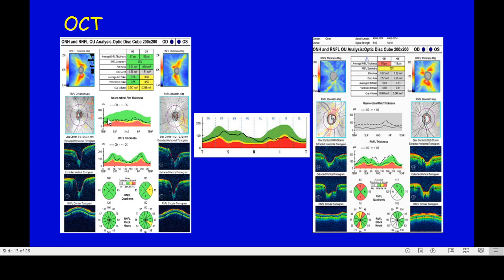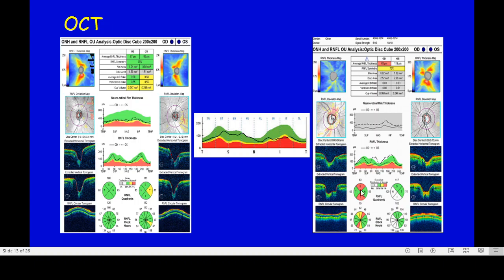So there are different color codings over here. You can see green area, yellow area, and the red area. If anything is in green, it means it's normal. In the yellow area, it's borderline. If it's falling in the red area, it means definite changes are present. Then these are the quadrant maps: superior, nasal, inferior, and temporal quadrants. It is showing here in green, you can see. So this is normal, and on this side, this is the OCT map of a patient with glaucomatous changes.